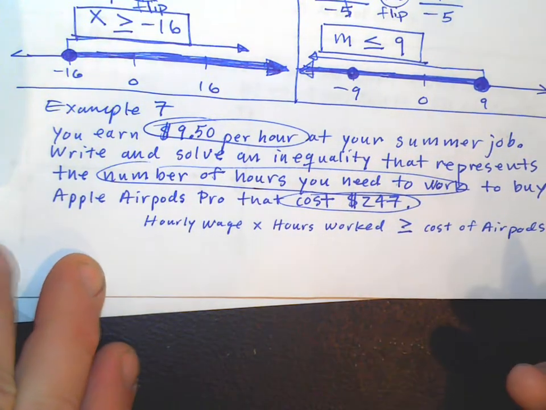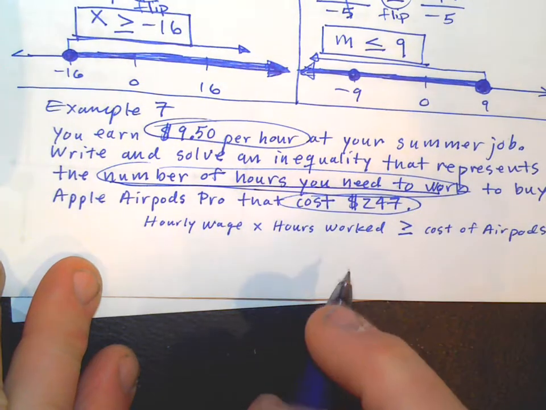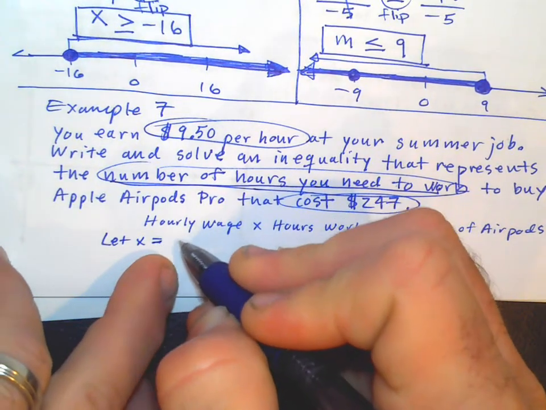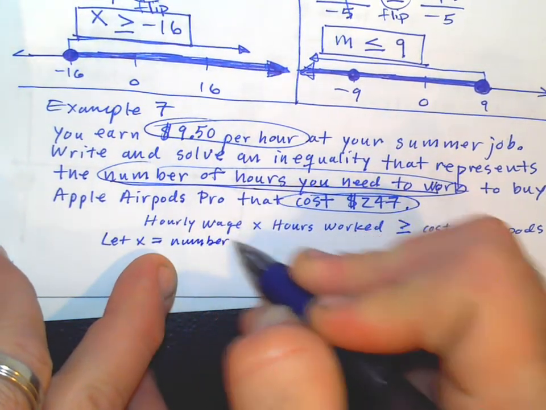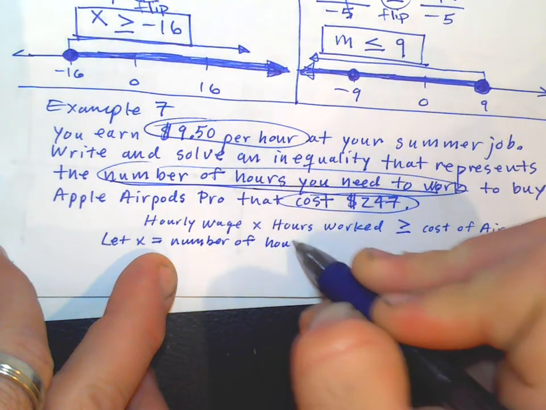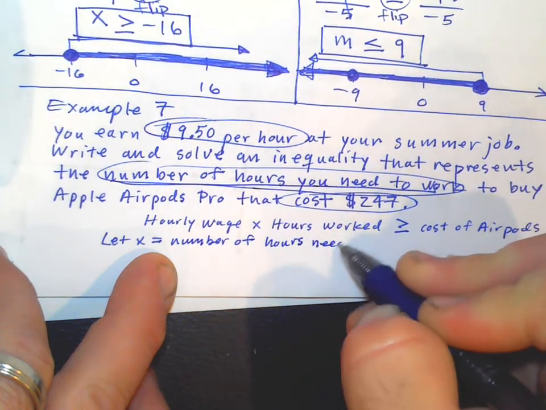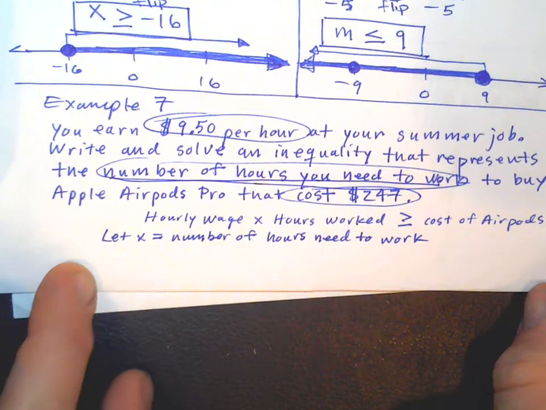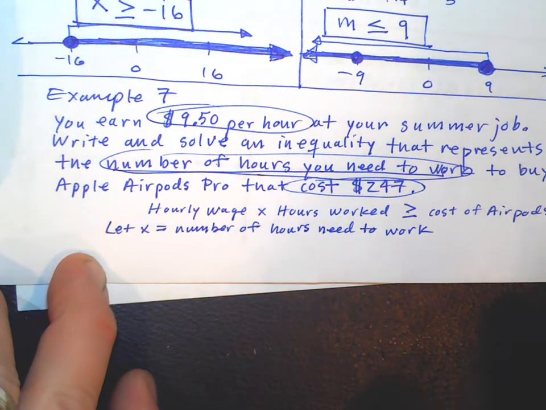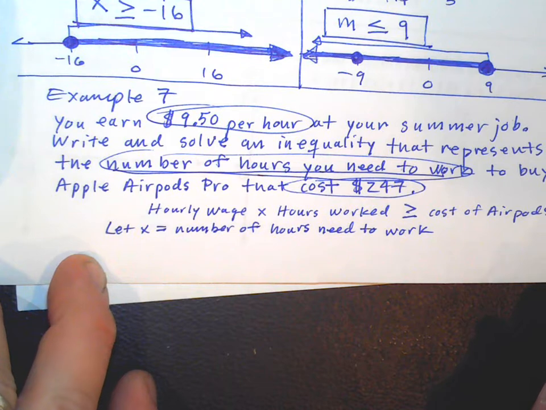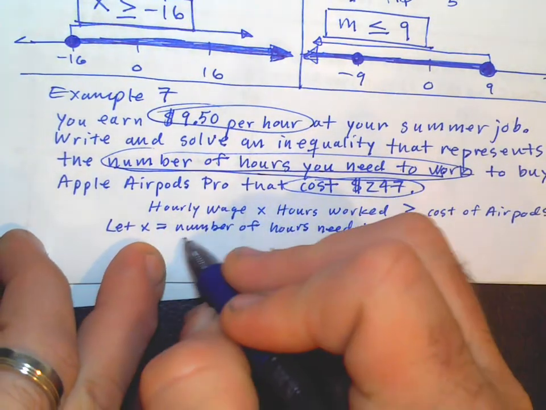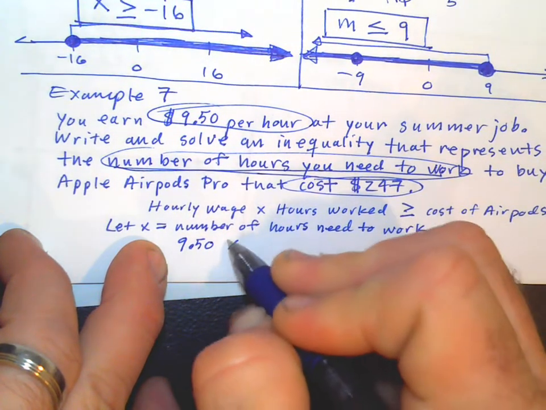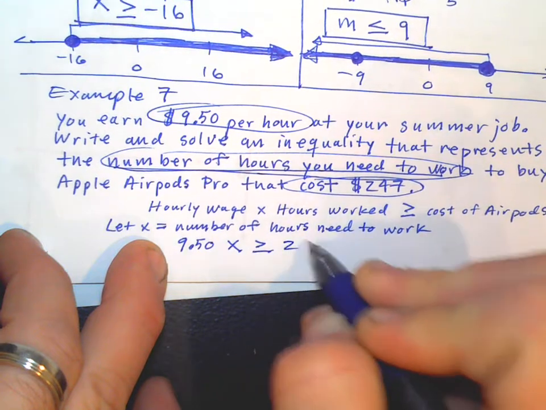So we need to create a variable for the thing we're looking for, and that is the number of hours worked. So let's define that. You need to define it. Let x equal number of hours need to work. Because someone else will use a different letter, they might use it to represent a different thing, so it's good to state it. You could use H for hours if you want. So hourly wage $9.50 times number of hours worked, x, is greater than or equal to the cost, $247.